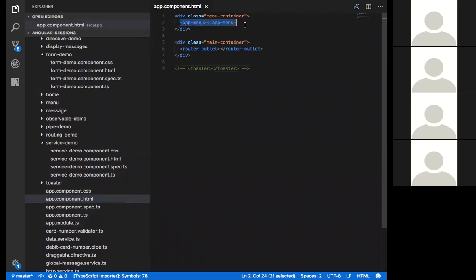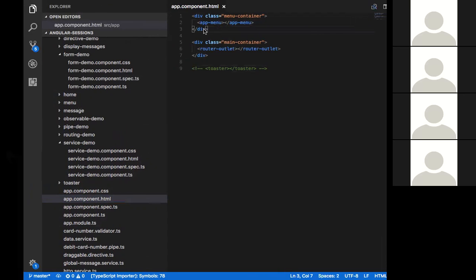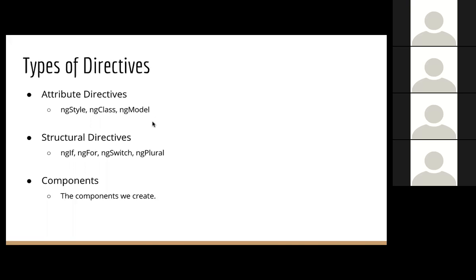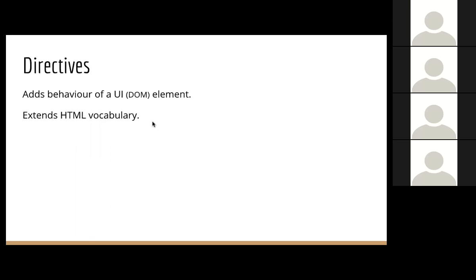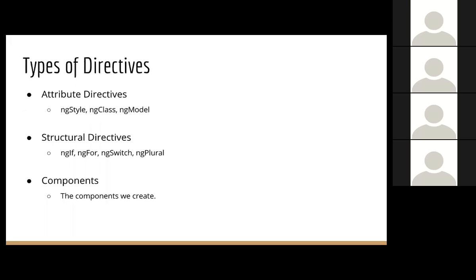So this app menu is a component, right? But the browser doesn't itself understand this app menu. It understands this div tag, but it doesn't understand app menu. So to make it understand, Angular helps us. That is how components extend the HTML vocabulary. The ones that are not understood by the browser itself, we make understandable through Angular.